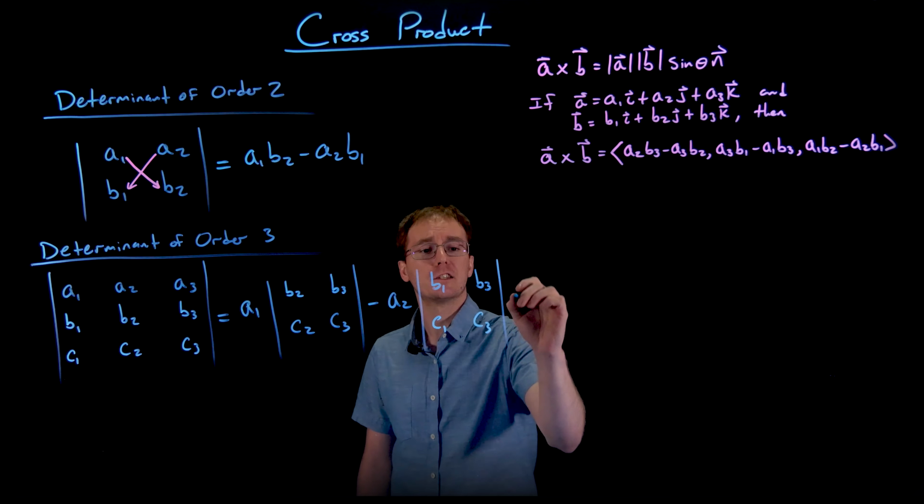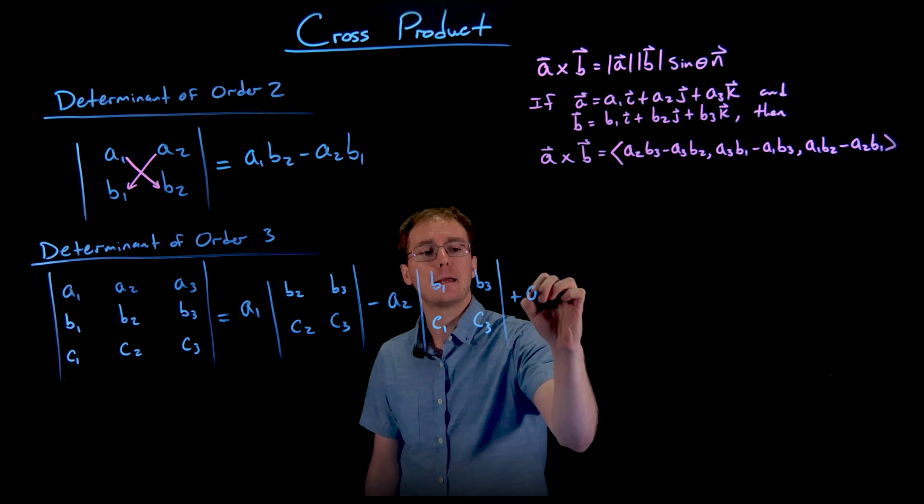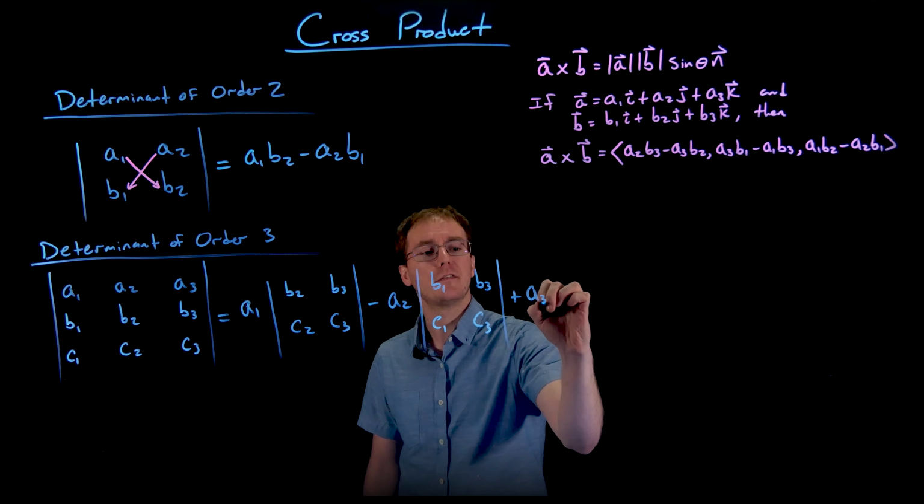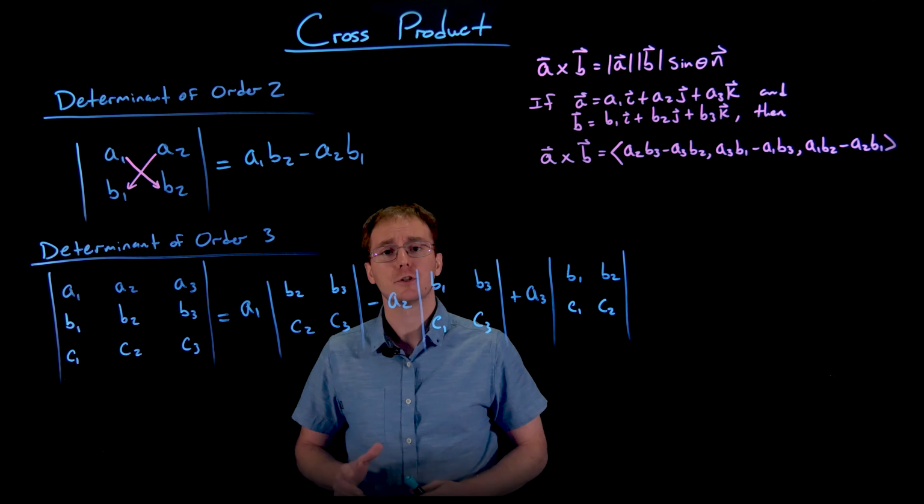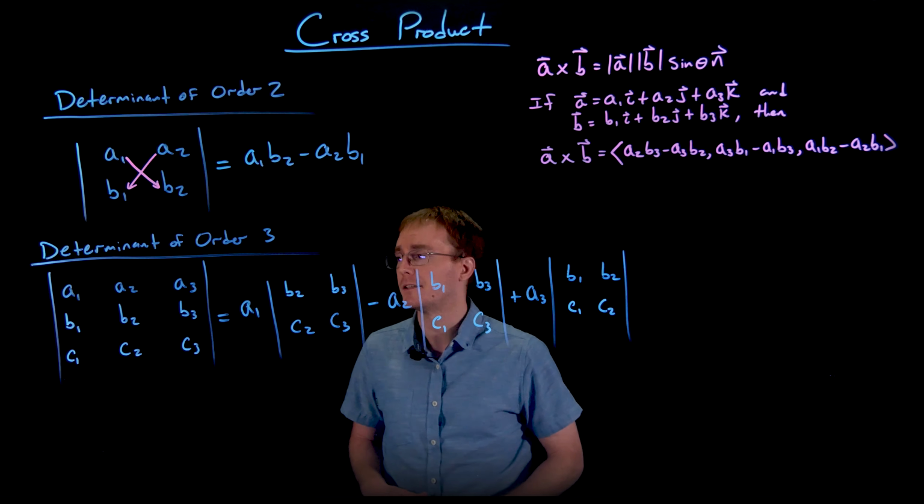And then the third piece that we add on to this is going to be a positive A3 coefficient multiplied by another order 2 determinant that is going to look like B1, B2 for that first row, and C1 and C2 for the second row. This may also look like an even more complicated formula to memorize or use than our formula for the components that we cooked up the first time around, but there's a really nice pattern here that we can observe that makes this easier to memorize.